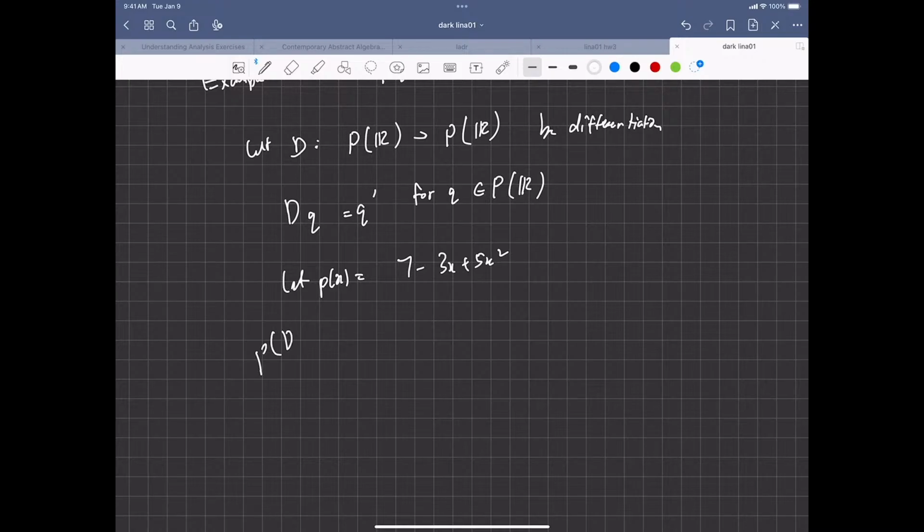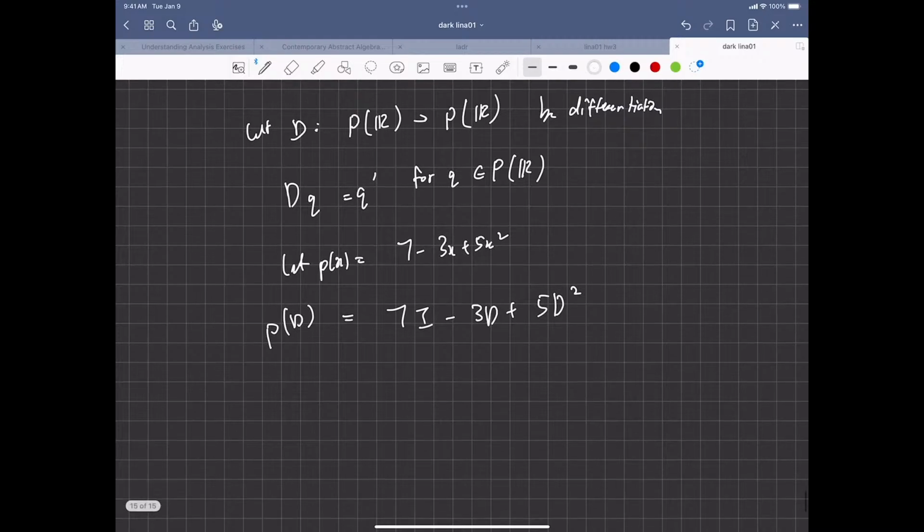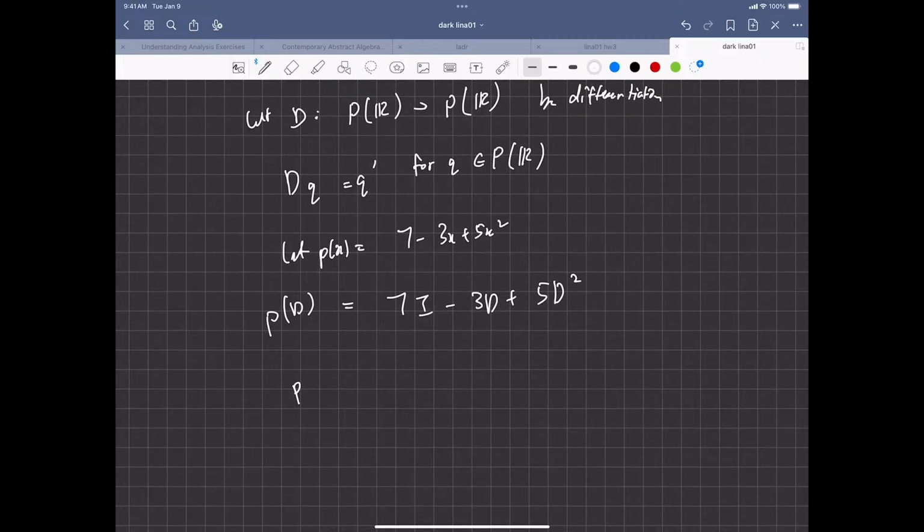If we define the differentiation operator and apply p to it, what do we have here? We have 7 times the identity minus 3 times the differentiation operator plus 5 times the differentiation operator squared. This itself is an operator, and we apply it to q.